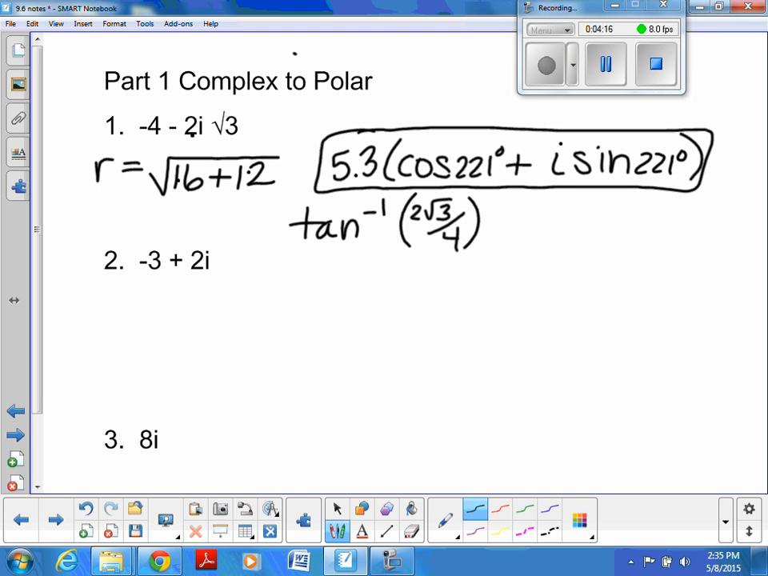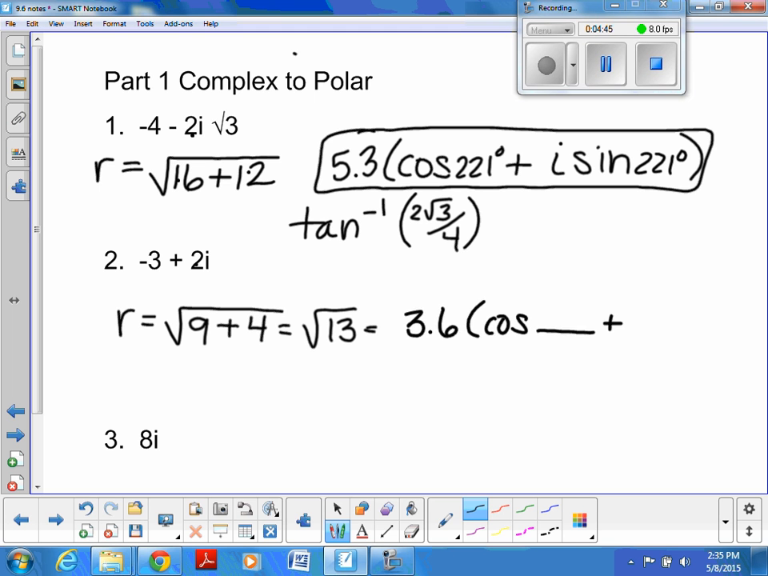Good to go? I don't know if we need to do both of these. It's not going to hurt. I'll go a little quicker. r equals the square root of 3 squared is 9, 2 squared is 4. It's the square root of 13, which is 3.6. Cosine of something plus i sine of something. Don't forget the little i because it's a complex number.